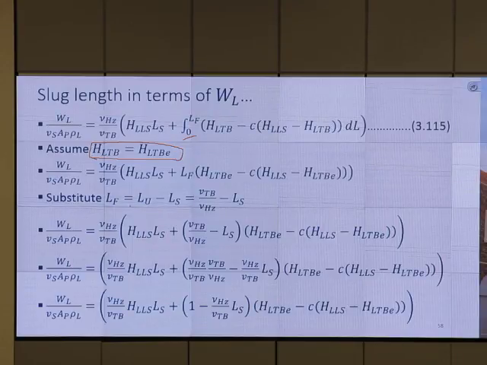Then substitute L film equal to L unit minus L slug. L unit is VTB divided by nu, in hertz. Nu is slug frequency. The unit is 1/second, so it tells you how many slugs pass one point per second. If you wait 1 minute, you count 60 slugs. Alright? Substitute this in, so it becomes this part.